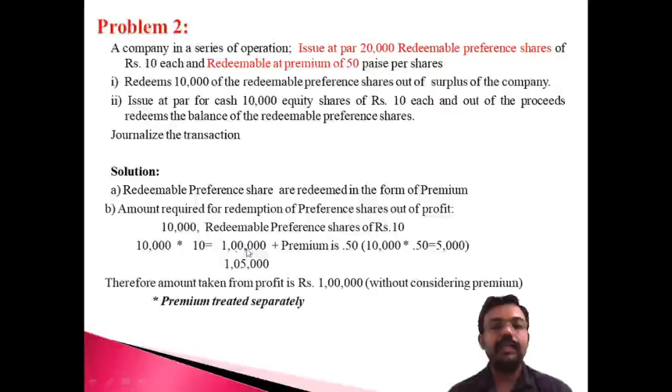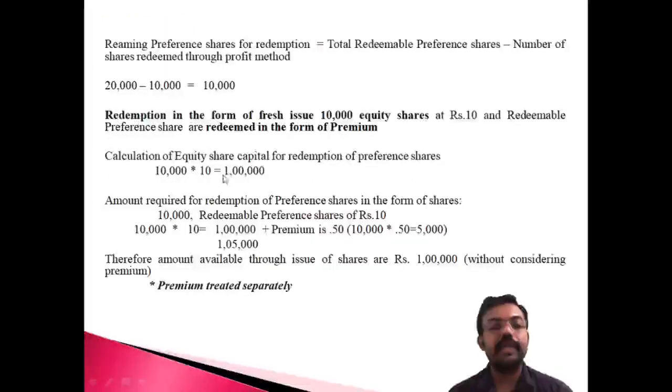അതിൽ 1 lakhs ഇവിടെ ലഭിക്കുന്നുണ്ട് ഓട്ടോമാറ്റിക്കലി. Then here there is 10,000 into 10, that is 1 lakh. Okay, and that means redemption in the form of the fresh issue 10,000 equity shares are specified പറഞ്ഞിട്ടുണ്ട്. And redeem preference shares redeemed at a premium. Redemption always in the premium, but there are issue in the equity shares at the par, redemption in the form of the premium.